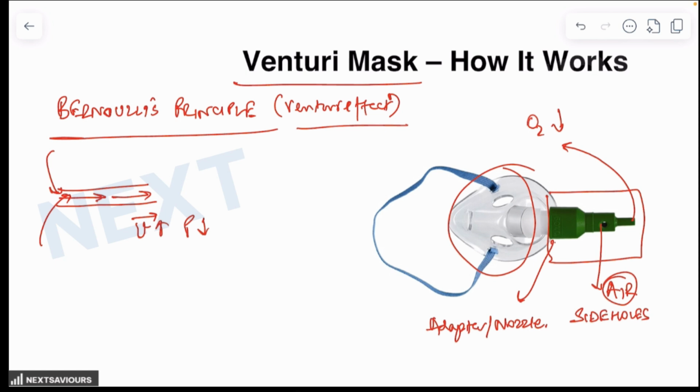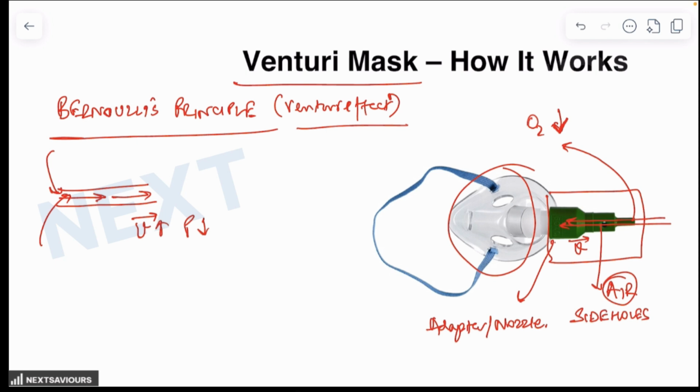Now, nozzles are color coded, and each has a specific delivery of fractionated oxygen. We'll be talking about it later. Now, try to understand how it works. Oxygen flows through the jet nozzle at a high velocity. So velocity is high because the air is pushed through a small pipe or narrow tube.